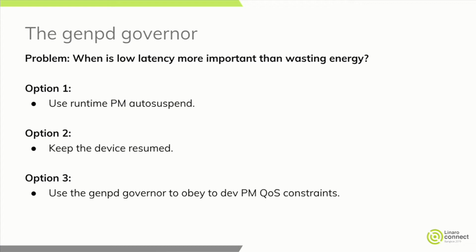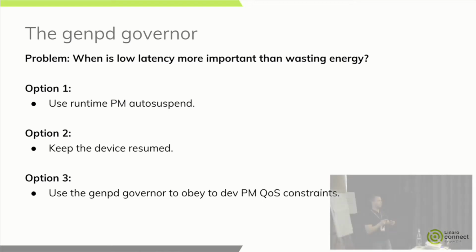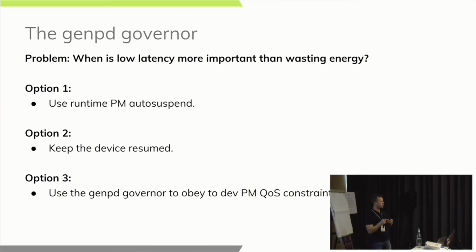So when this device is being requested to be powered off from the runtime PM point of view, this governor is going to kick in and say that there is actually a latency request set on this device, and I'm not going to allow it to be powered off. It just bails out and says that it's still on. So that's the principle behind this.